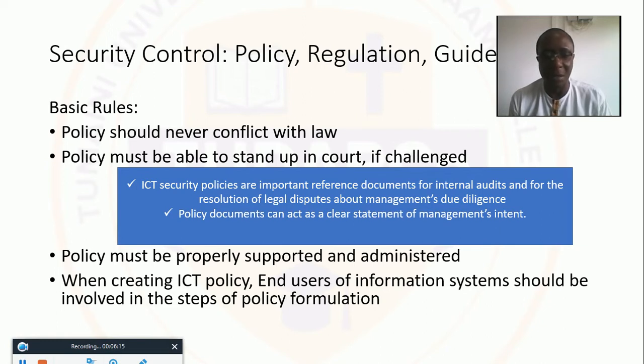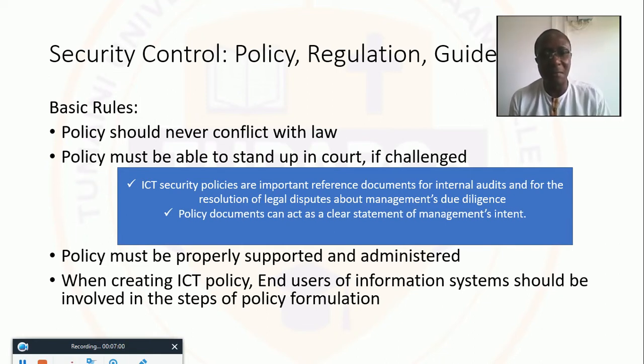For example, in Tanzania we have the ICT Commission. The ICT Commission can produce an ICT policy and ICT security policy at national level. Other institutions down the line will prepare their ICT security policy, but in line with the national policy. They cannot go outside of that. So it should never conflict with law, and not only laws about national ICT policy, but it should go in line with laws governing cybersecurity of the land. That is a very basic rule.